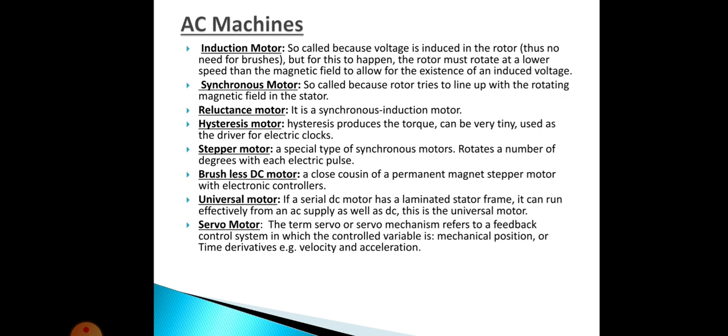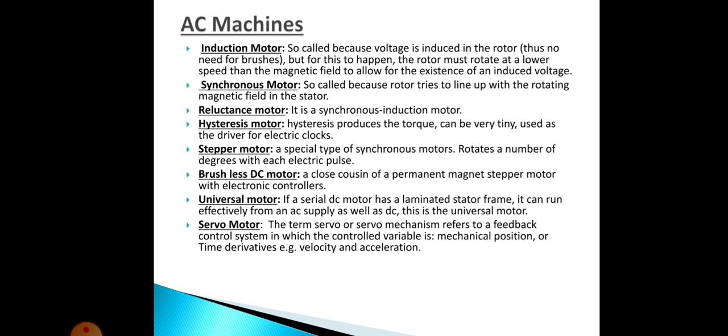The next one is the universal motor. If a series DC motor has a laminated stator frame, it can run effectively from an AC supply as well as DC. This is a universal motor. So why is it called universal? Because it can run from an AC supply as well as a DC supply. We can use both supplies to run it, that's why it is called a universal motor.